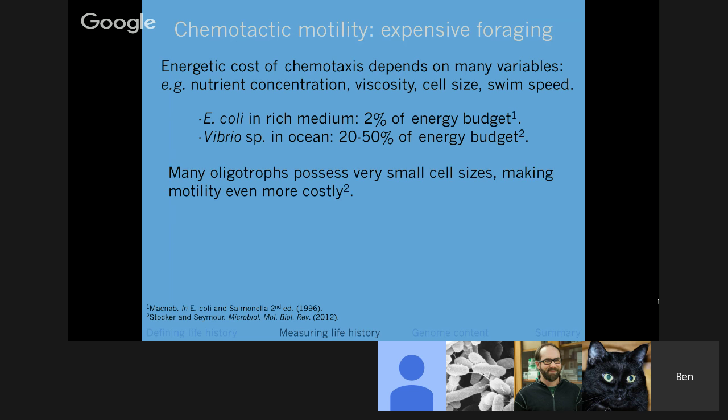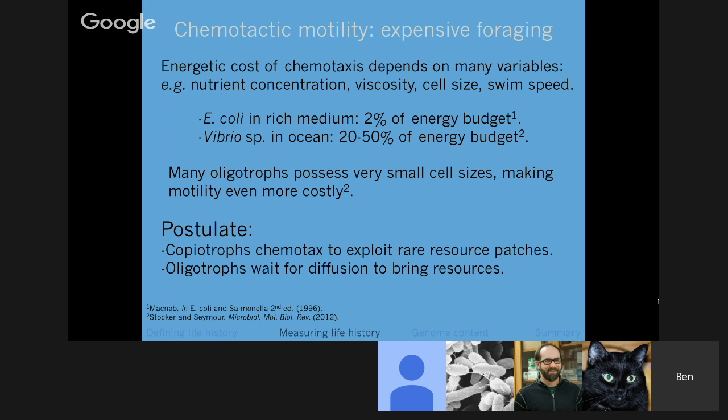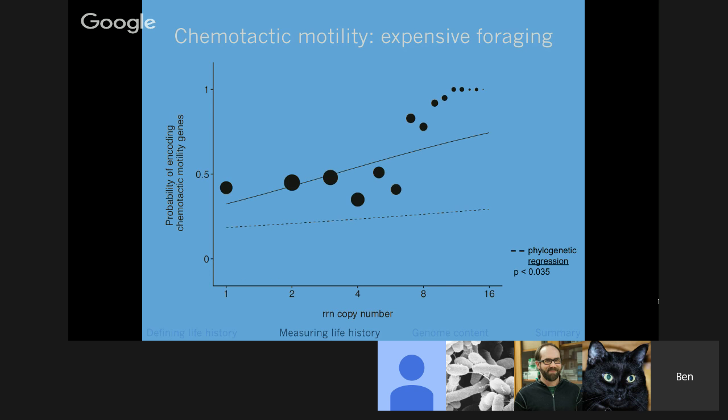So again, we're really asking the question, are oligotrophs more likely to be immotile or not to use chemotactic motility? And this is also due to the fact that oligotrophs tend to have very small cell sizes, which make motility even more costly than it would be for a larger Vibrio cell. So our postulate, again, is that copiotrophs chemotax to exploit rare resource patches, while oligotrophs would wait for diffusion to bring resources to them. And we inferred chemotactic motility now for all 1,000 genomes in our database and compared that to ribosomal RNA operon copy number.